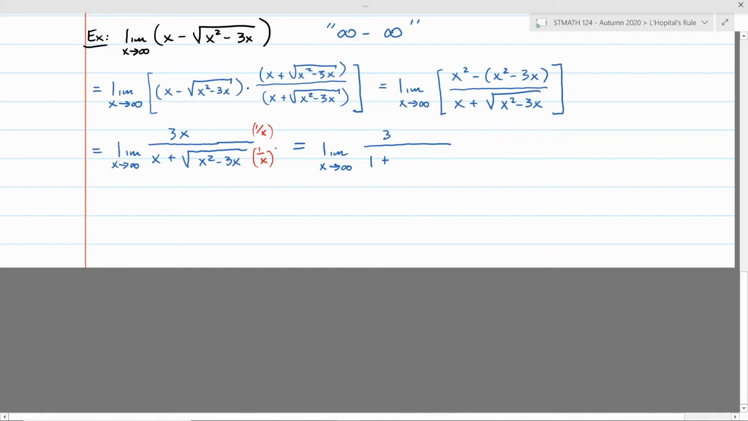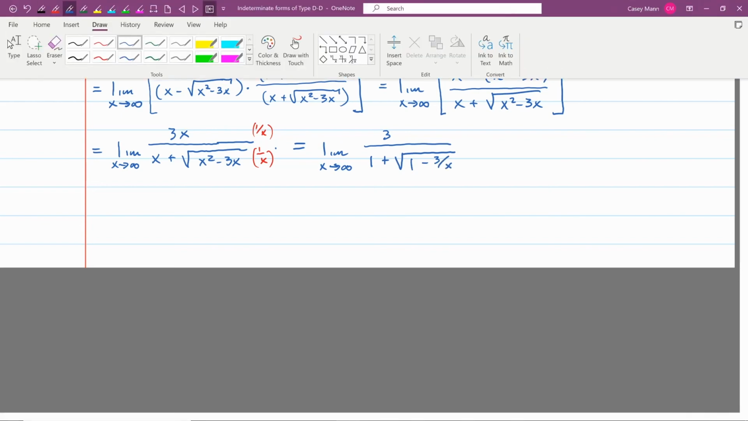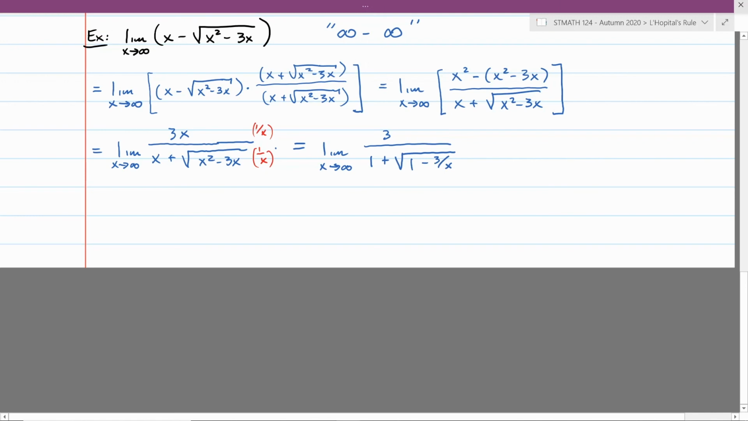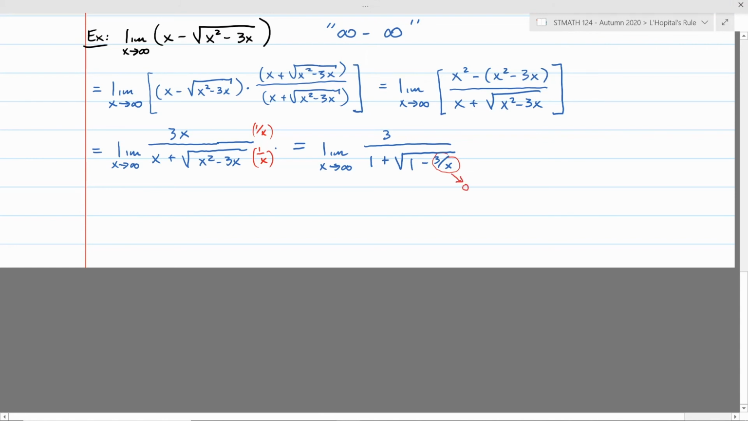So when you pull that 1 over x inside the radical and then distribute it, you get 1 minus 3 over x inside the radical. And now I can look at this resulting expression and go, okay, the only place where I see an x at this point is inside that radical, and you get that 3 over x, and that's going to 0 as x goes to infinity.